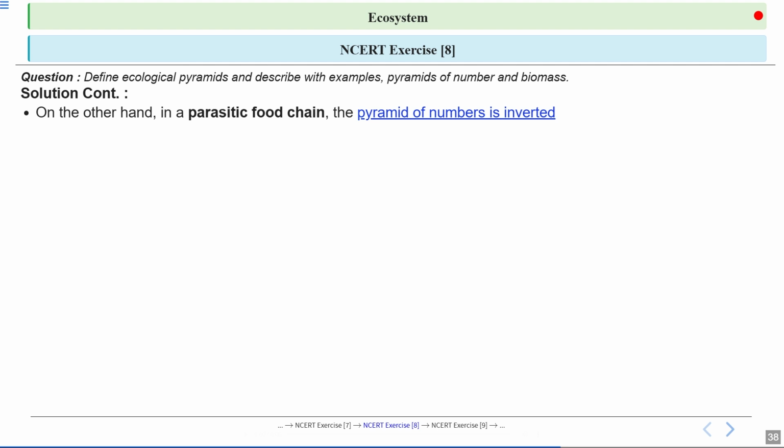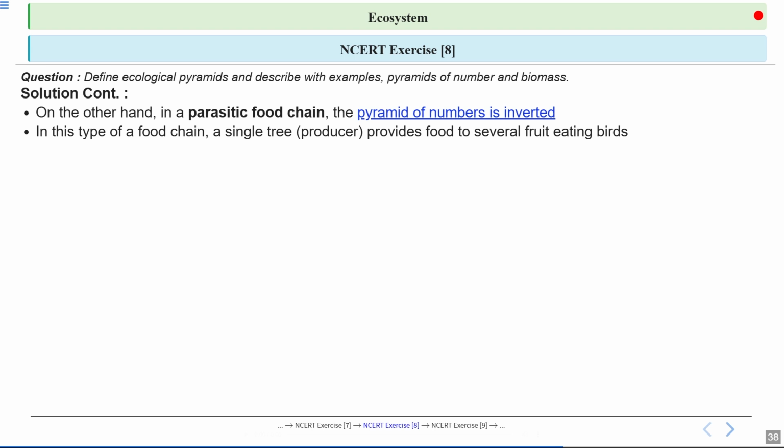Now, on the other hand, in the parasitic food chain, the pyramid of number is inverted. In this food chain, a single tree acts as a producer by making its own food through photosynthesis, and several fruit eating birds feed on these fruits, making them primary consumers.